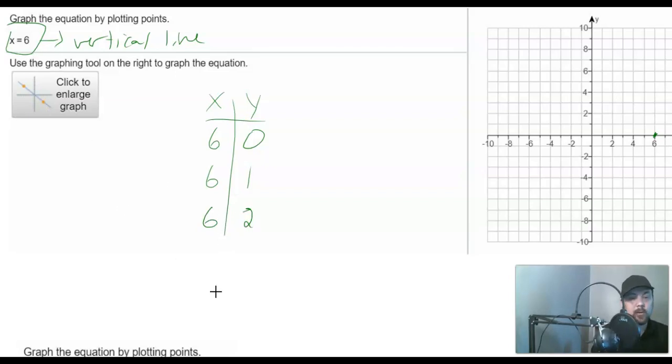That's what this equation requires. So any of these points satisfy this equation. As long as the x coordinate is 6, it will satisfy this equation. The y coordinate can vary and equal any number that we want it to equal.